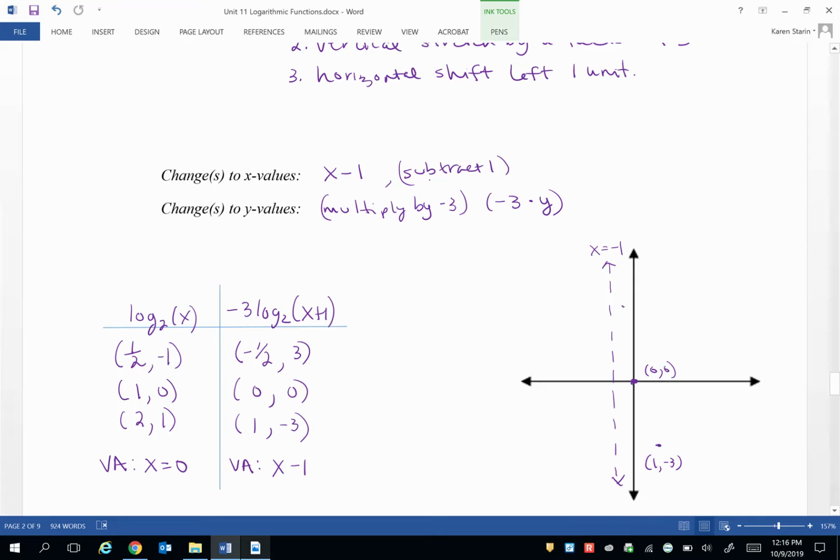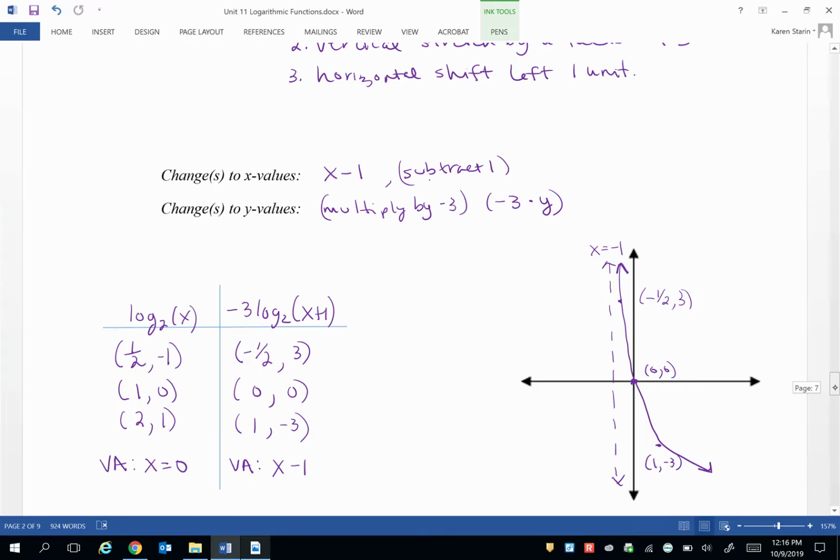And I had -1/2 and +3, so that would be about here. This would be -1/2, +3. And then I know that I'm going to have a decreasing function, so I'm going to connect those dots with a ramp shape and indicate with arrows that it goes on and on in both directions.